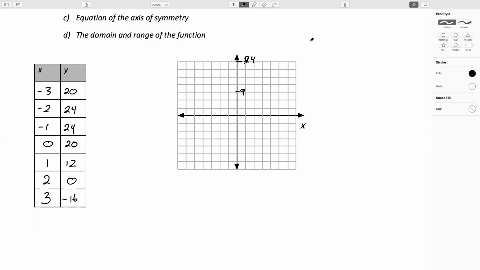So if we want to graph this, x is -3 and y equals 20. X is -3, y equals 9, 12, 15, 18, 20 will be right around here.